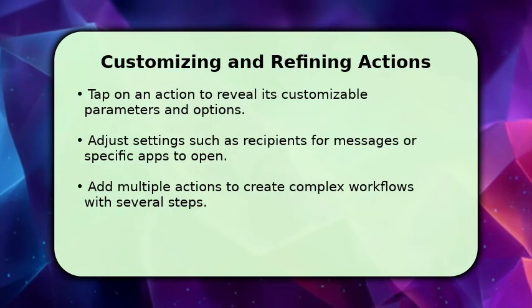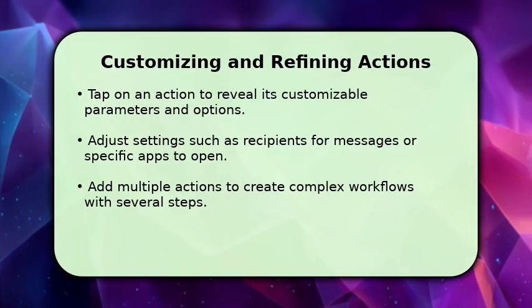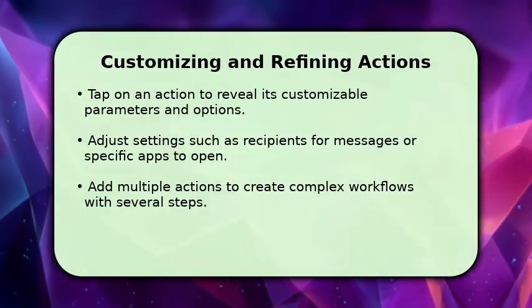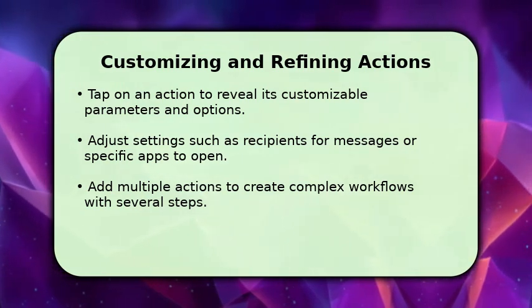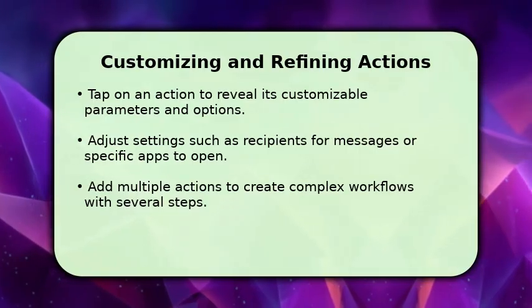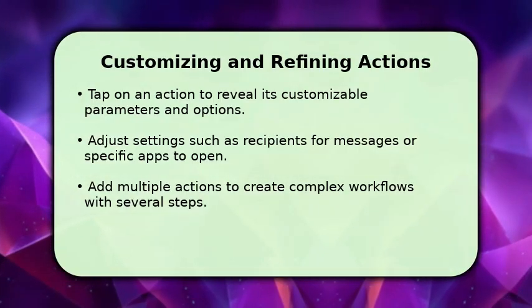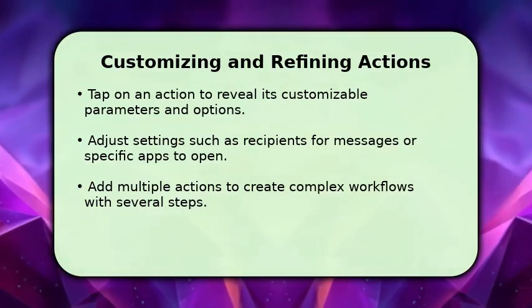After adding actions, you'll want to customize them to fit your exact needs. Tap on any action you've added, and you'll see various parameters you can adjust. For example, if you added a send message action, you can specify the recipient and the message content. If it's an open app action, you can choose which application to launch. Take your time to refine each step, ensuring your shortcut performs precisely as you intend.